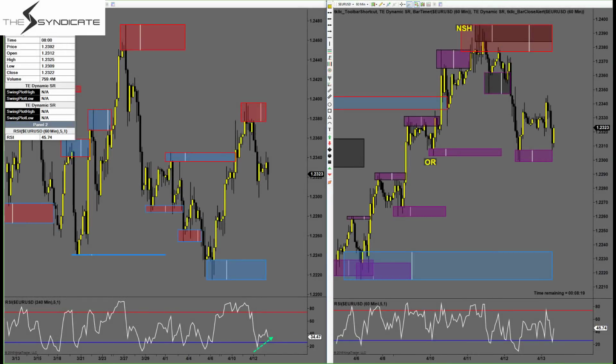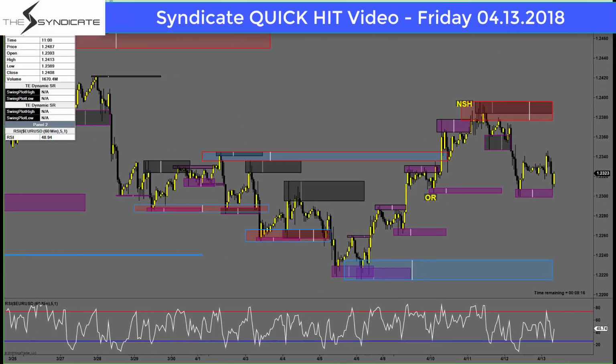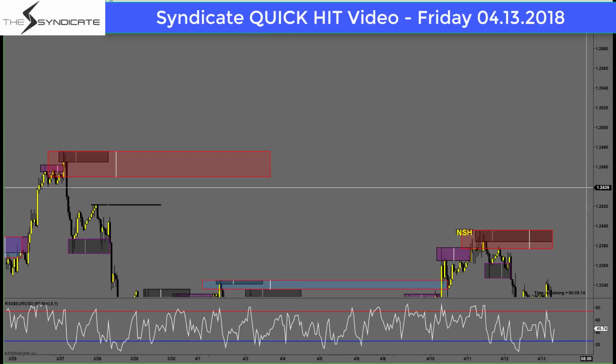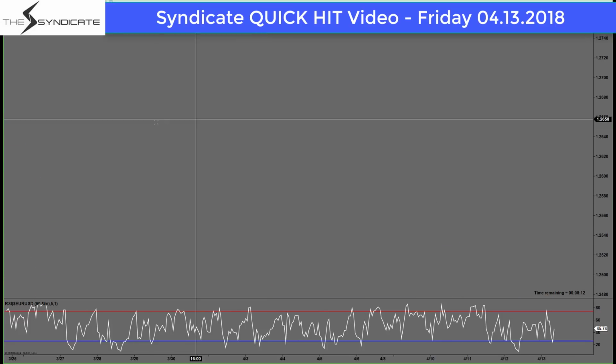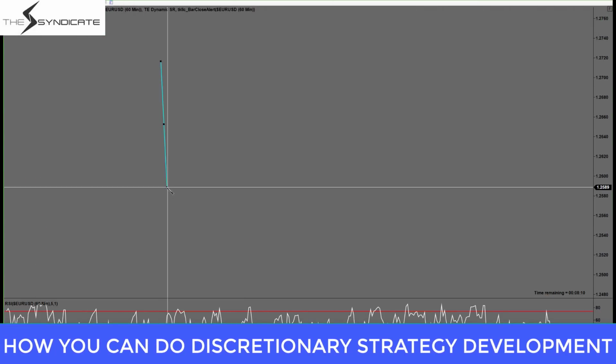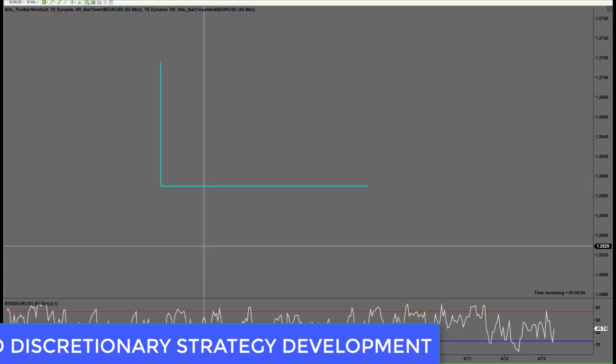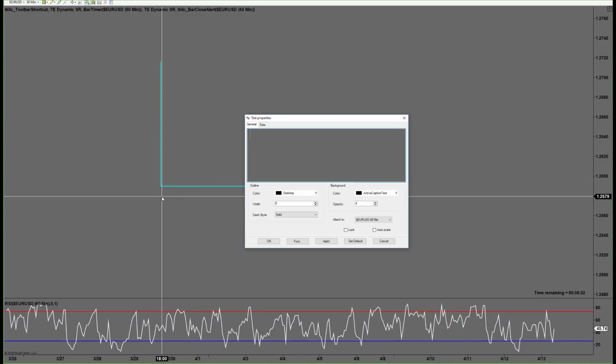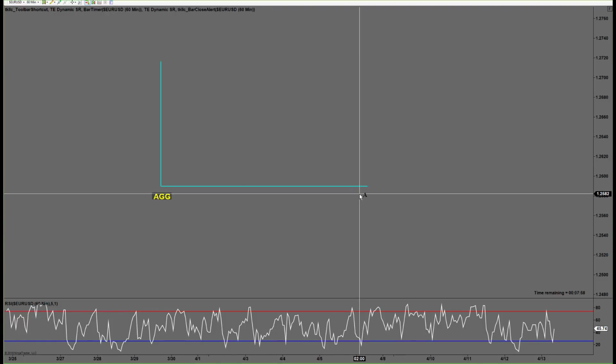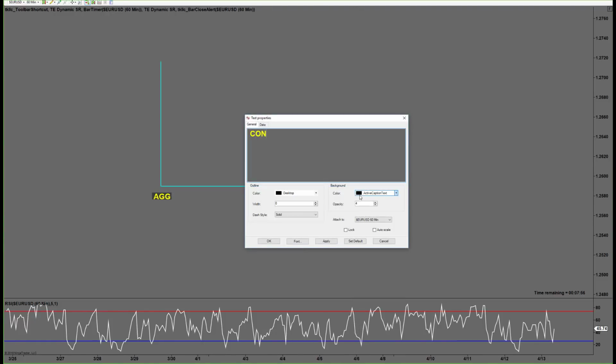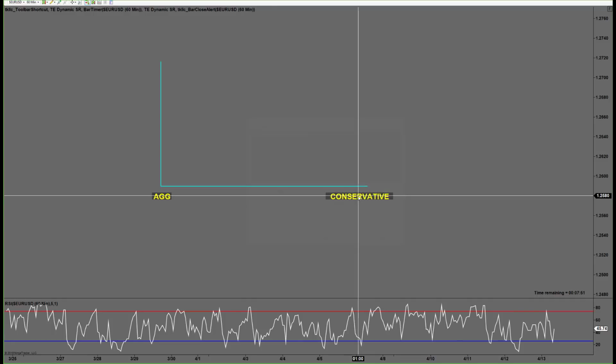Okay, so what do I want to talk about? Well, I want to talk about entries, entry techniques. So if we had a sliding scale here, I don't know that I need a y-axis, but we do need an x-axis. If we had aggressive here to conservative, let me zoom in, that probably isn't big enough.